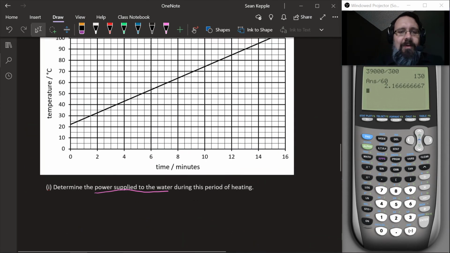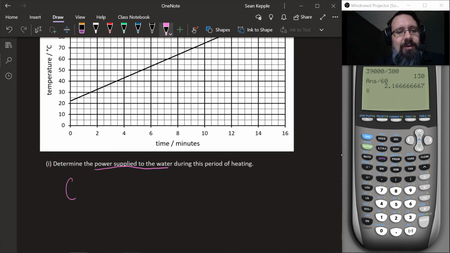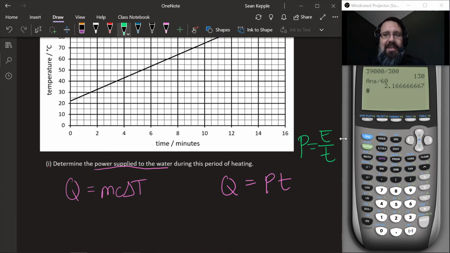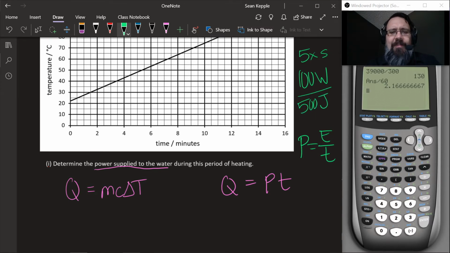So let's figure out what that power was. Just like before, we're going to start with Q equals mc delta T. The difference, though, is that for Q, we're actually going to write it as PT. This is coming from the equation that power is energy over time. So if you solve for energy, which is E, you get PT. So we can substitute Q as power times time. For instance, if we have 100 watts of power and you run it for 5 seconds, then 5 seconds times 100 watts would give you 500 joules of heat supplied. Just an example of how that works.